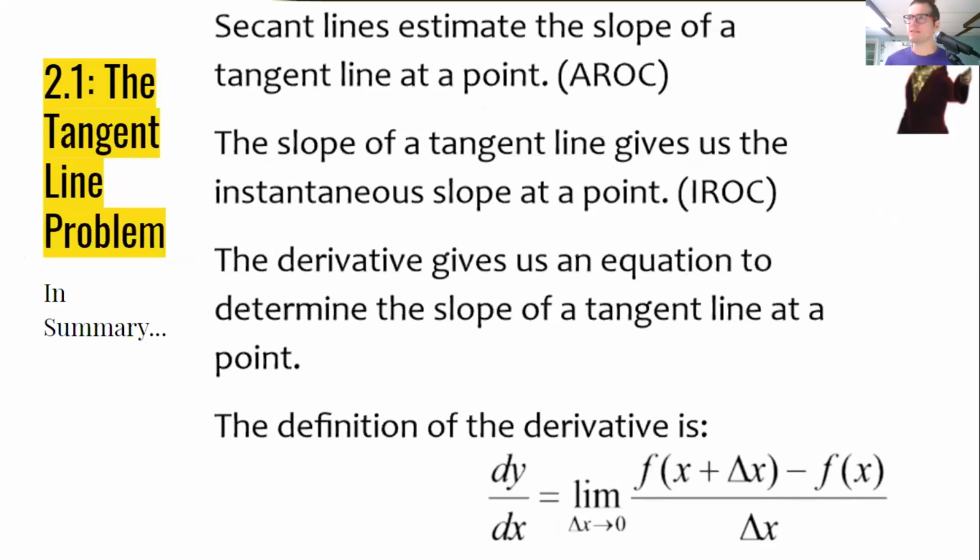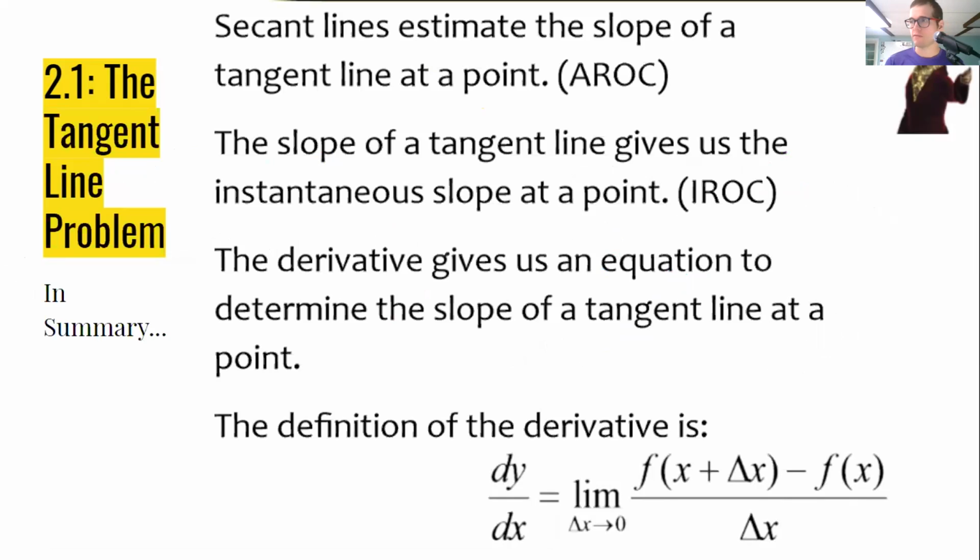Secant lines estimate the slope of a tangent line at a point. Secant lines in general give the average rate of change. We can approximate instantaneous rate of change using secant lines, using average rate of change. The slope of a tangent line gives us the instantaneous slope at a point. Again, that's average rate of change, instantaneous rate of change.